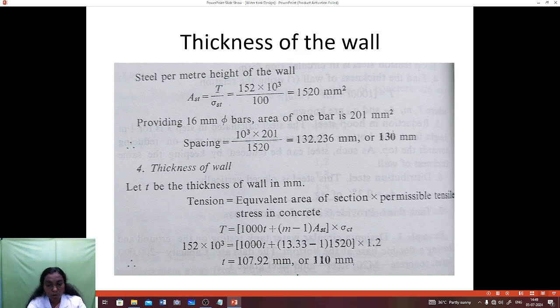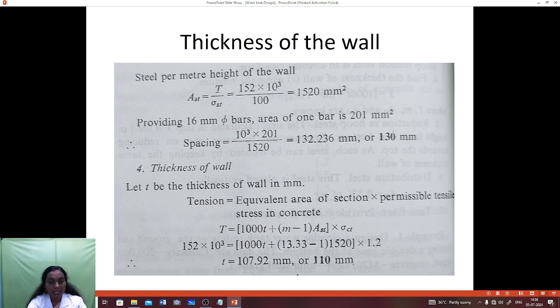We know the modular ratio 13.33, and the AST value, the area of reinforcement, we previously found as 1520. Then sigma CT value is 1.2. Multiply the answer and find the thickness of the wall. The water tank wall thickness is 107.92 mm.